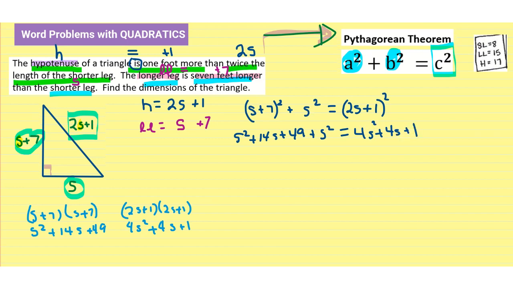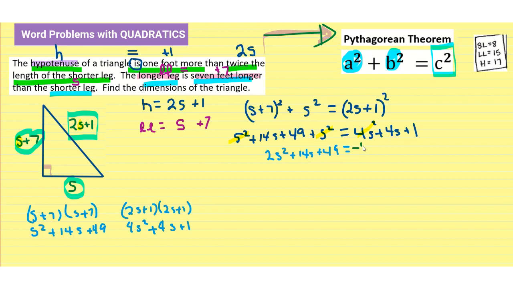Now I just need to combine all my like terms. Okay, so I have an s squared term there, an s squared term there, and I've got 4s squared right there. But let's go ahead and combine these two on this side. S squared plus s squared, 2s squared. And then plus 14s plus 49, okay, is equal to all of this over here, except that I'm going to go ahead and start moving these things over.